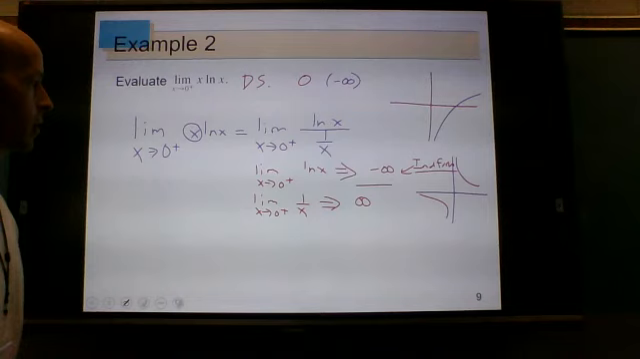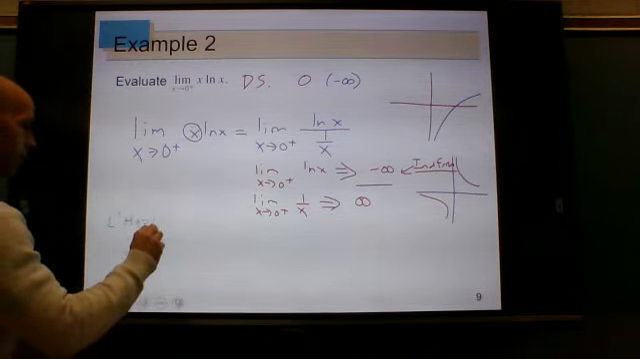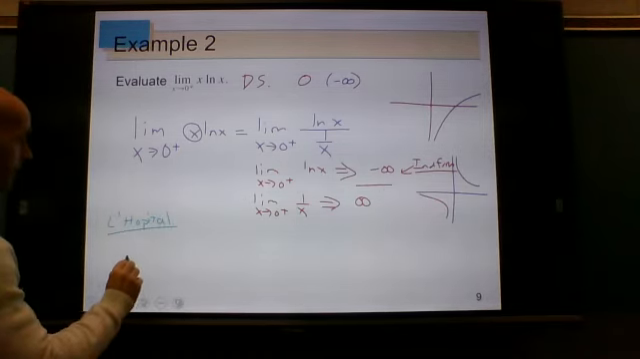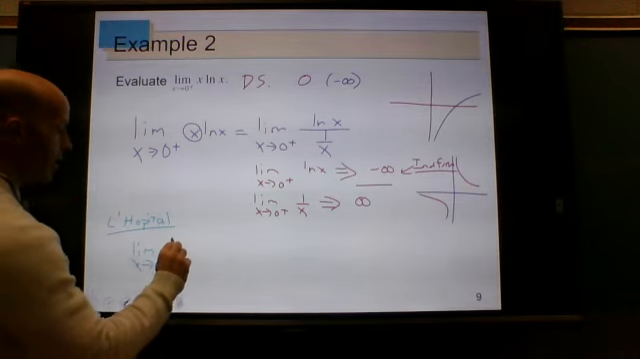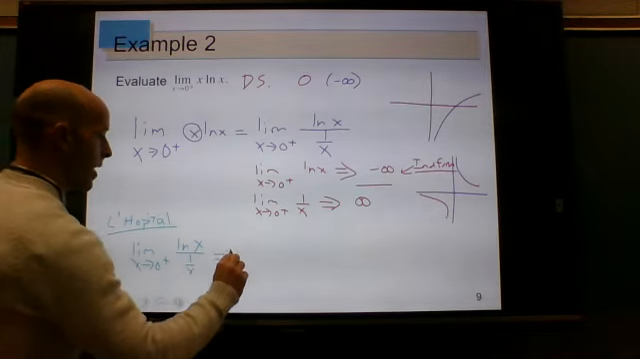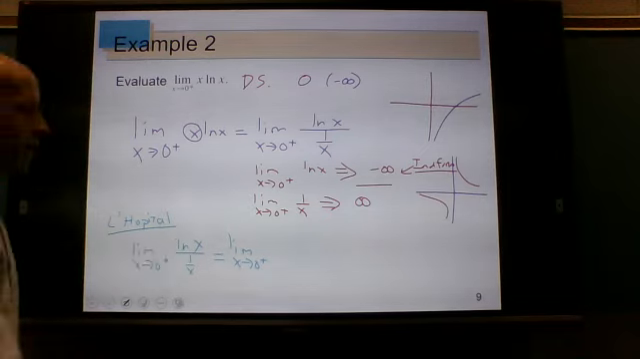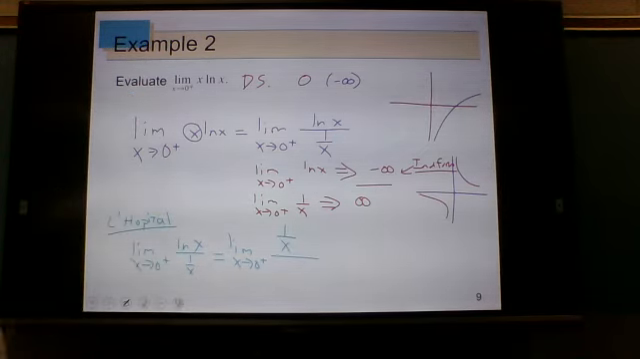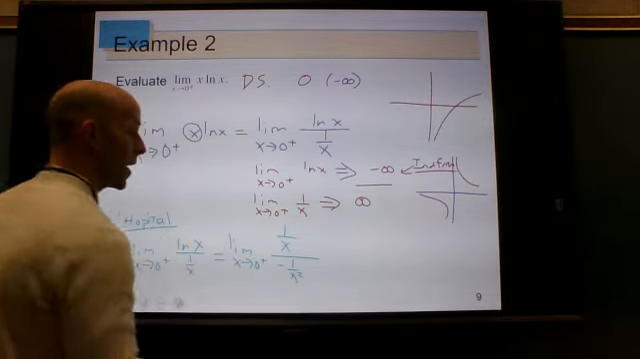So now we're going to have to go to L'Hopital's. L'Hopital, if I can spell it correctly, is going to be the following. The limit as x goes to 0 plus of the ln of x over 1 over x is going to be equal to the limit as x goes to 0 plus. The derivative of the numerator is simply 1 over x again. We've seen that now twice. When we do the derivative of the denominator, we're going to get negative 1 over x squared.